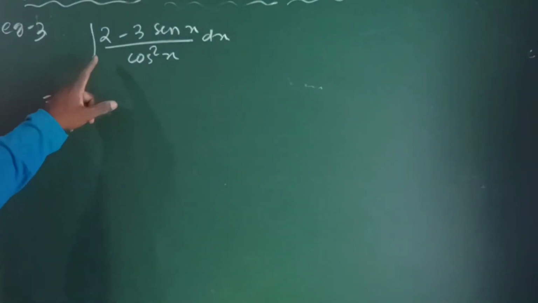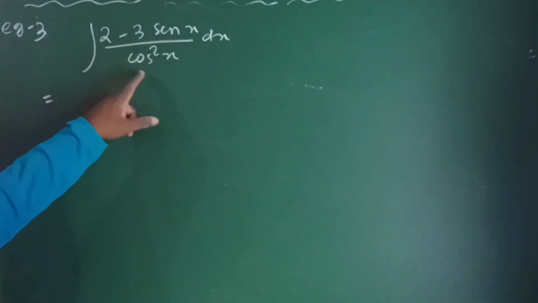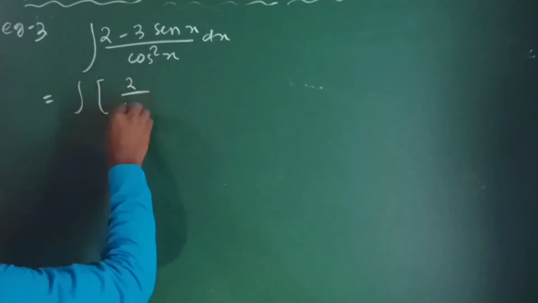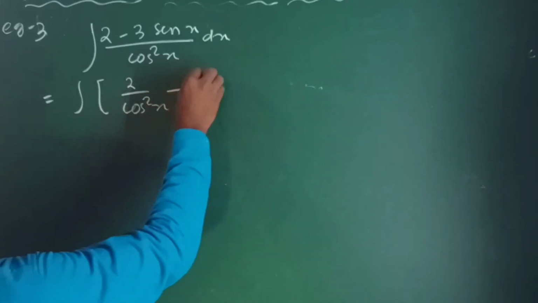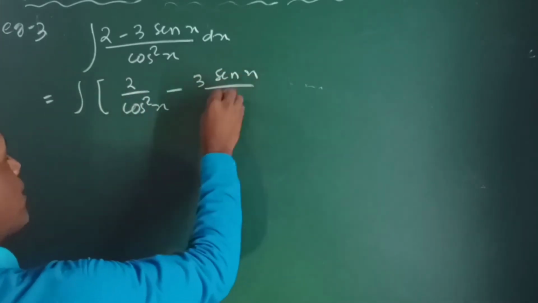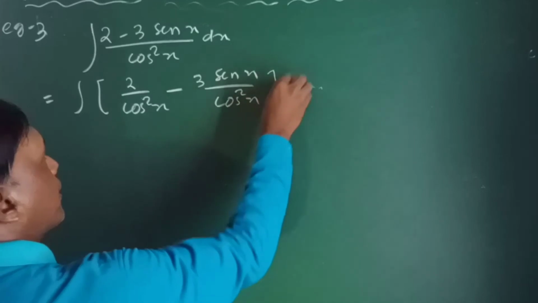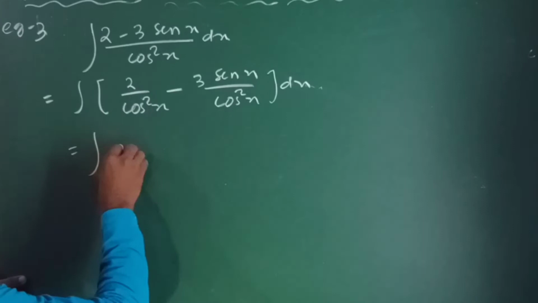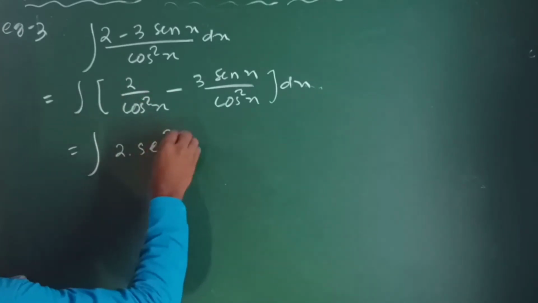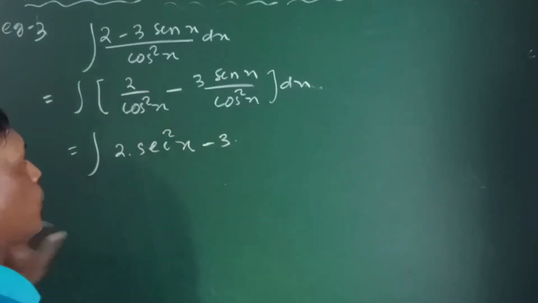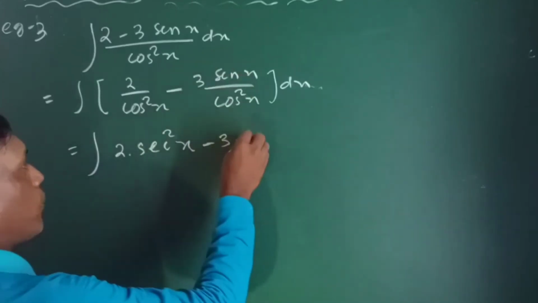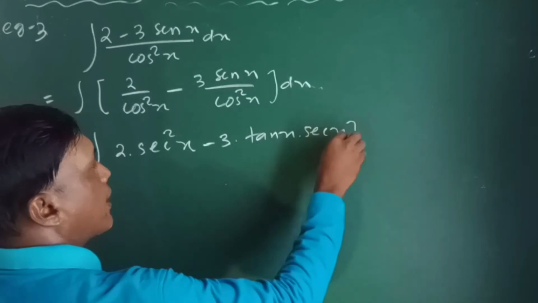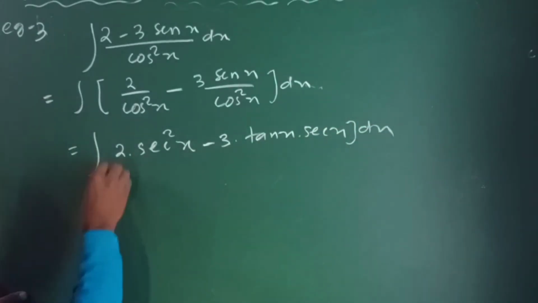Now another question is to integrate 2 minus 3 sin x upon cos square x dx. So now we can write it as integration of 2 by cos square x minus 3 sin x by cos square x dx, and this is equal to integration of 2 into 1 by cos square x, which is sec square x, minus 3 into sin by cos square. So sin by cos is tan x into 1 by cos x is sec x. Now we can apply the subtraction formula here.